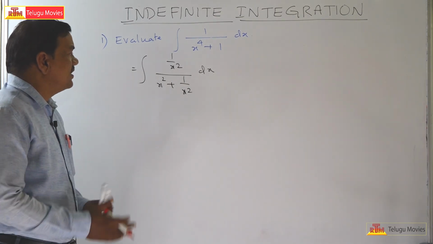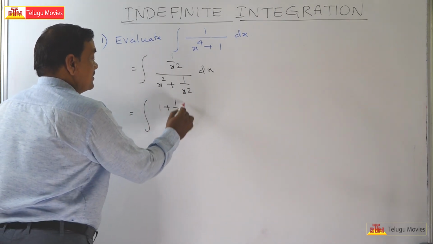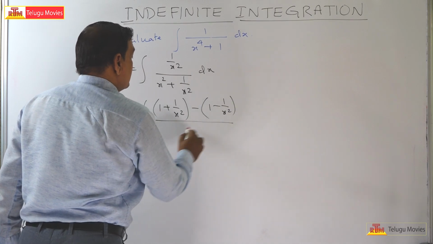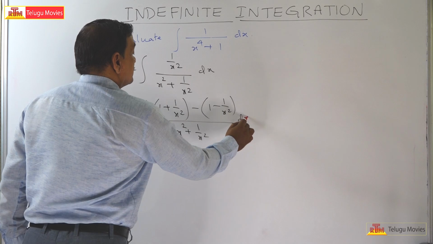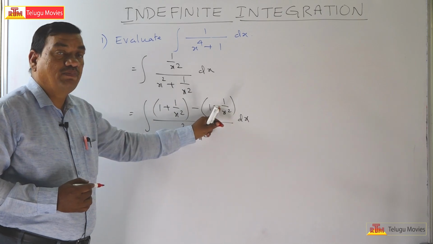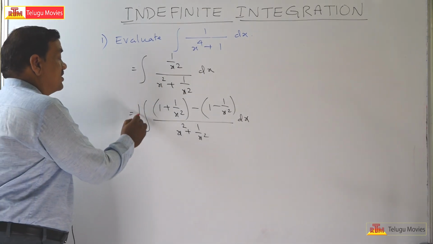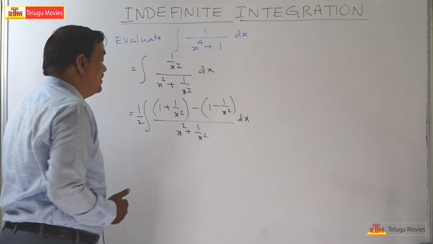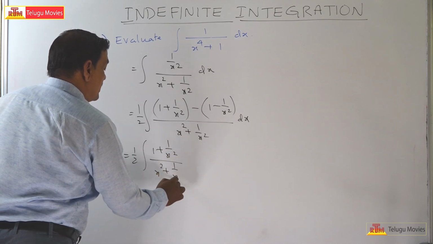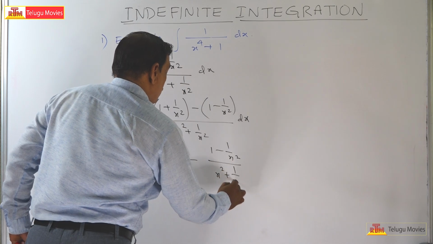Now in the numerator, I will separate the 1 by x square term like this. Can I write it as 1 plus 1 by x square, minus of 1 minus 1 by x square, dx? Try and see here: plus 1 minus 1 will get cancelled, minus into minus gives plus 1 by x square, 1 by x square, 2 by x square. But here only 1 by x square is there. That's why I will write 1 by 2. Now separate these two terms. So this is equal to 1 by 2 times the integral of 1 plus 1 by x square, minus 1 minus 1 by x square, over x square plus 1 by x square, dx.